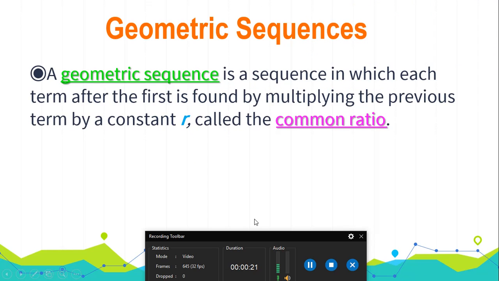Earlier in the year, we talked about arithmetic sequences. What we're going to look at today is a geometric sequence. So what we're going to have is a list of numbers. We need to know what the first number is, and then we should be able to find each number that follows by multiplying by a constant term, which we use as r, and we call that the common ratio.